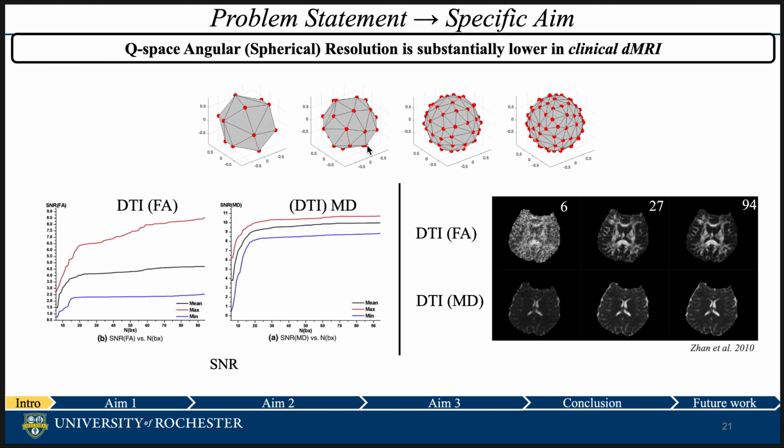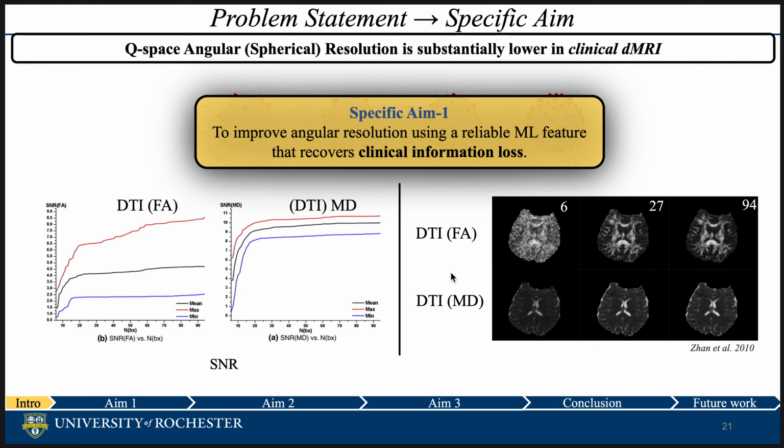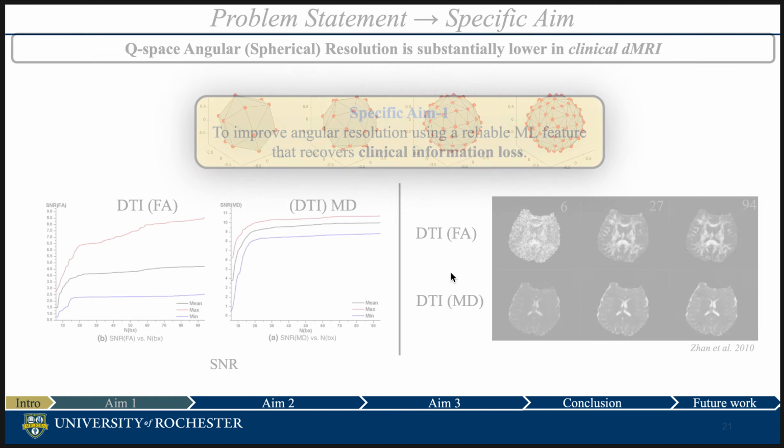Now let's look at the problem in a deeper way. We were suggesting that as we reduce the number of directions, the data quality decreases and there will be loss in information. As we can see in the form of SNR here, as we reduce the number of directions, there is a difference in the SNR and we are losing signal. This is true for the DTI-based FA and also DTI-based mean diffusivity values. I will shortly explain what these metrics are, but this brings us to our specific aim 1, which is to improve the angular resolution using a reliable ML feature that can recover clinical information loss.